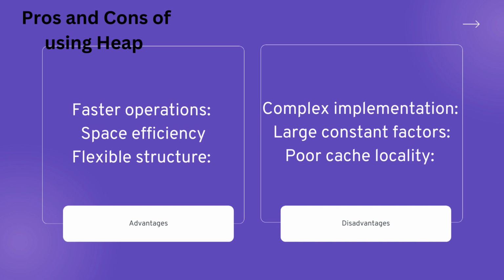Implementing Dijkstra's algorithm with it has disadvantages like complex implementation. Fibonacci heap is more complex to implement compared to binary heap based priority queues, which can make it harder to debug and maintain. It also has the disadvantage of large constant factors. Although the amortized time complexity of Fibonacci heap operations is faster, the constant factors involved can be quite large, making it slow for small instances or in practice when the number of operations is not high enough to amortize the cost. It has poor cache locality. The tree structure of the Fibonacci heap can result in poor cache locality, making it less efficient for some architectures.